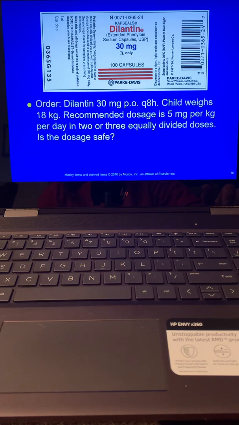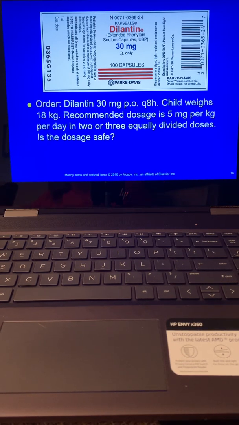So let's see. We have an order for Dilantin, 30 milligrams, PO, Q8 hours. The kiddo weighs 18 kilograms. Cool, we're already in kilograms. We don't have to do a conversion there. And the recommended dose is 5 milligrams per kilogram per day in 2 or 3 equally divided doses. So we want to know if this dose is safe.